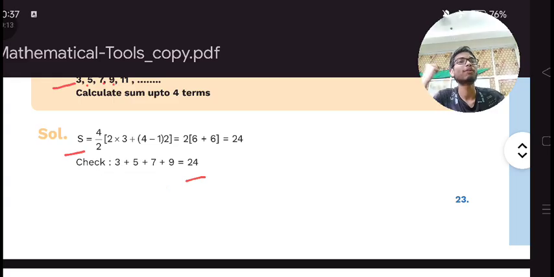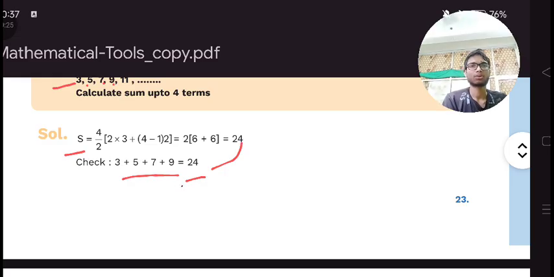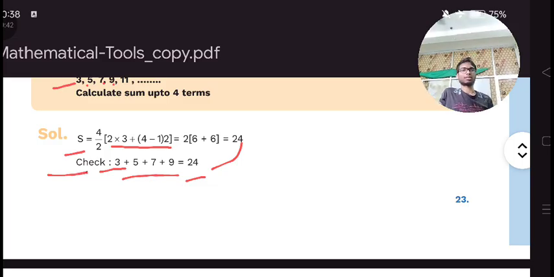This is your evidence. Here we were adding like that, and 24 is equal to 24. This is a proof that yes, whatever formula we are using is correct. So we checked, just to say confidently.